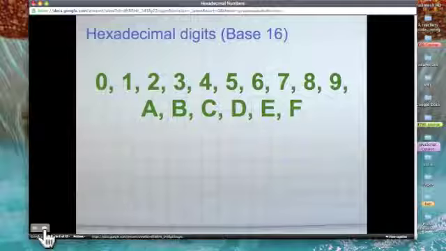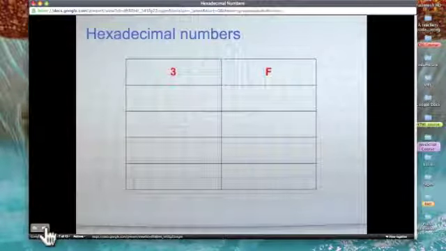So, A represents 10, B represents 11, C is 12, D is 13, E is the same as 14, and finally F represents 15. And those are your hexadecimal digits. So we have the hexadecimal number 3F.